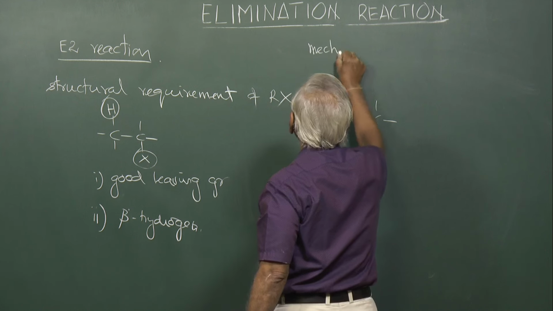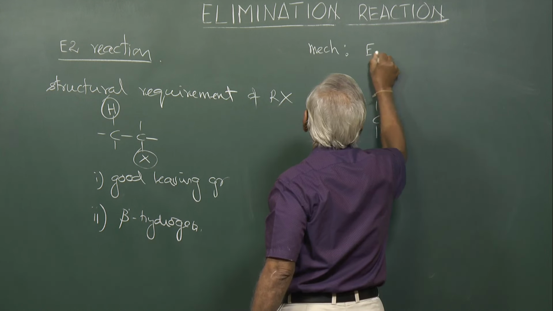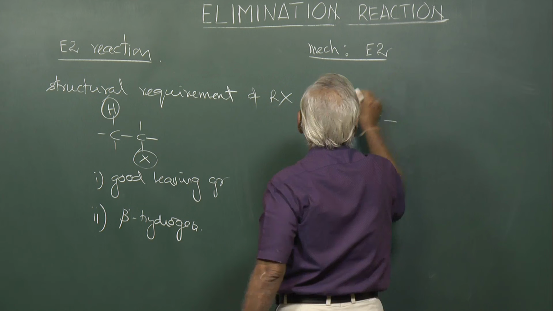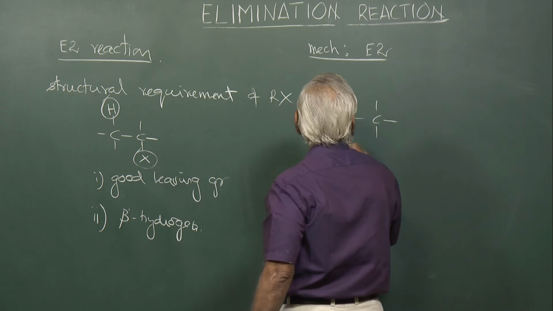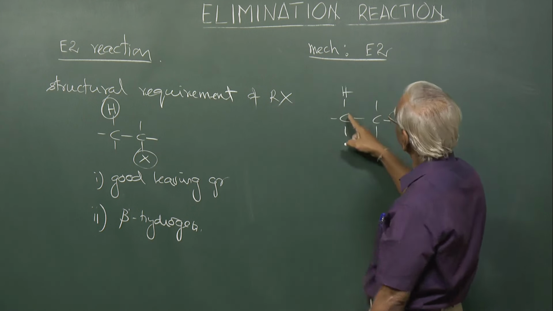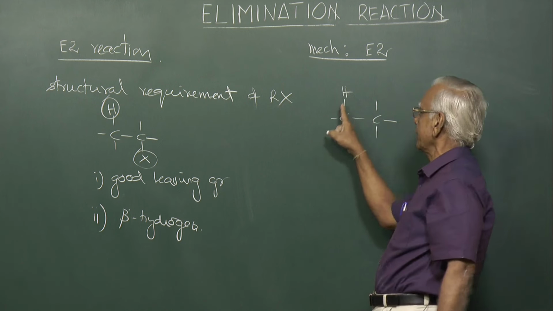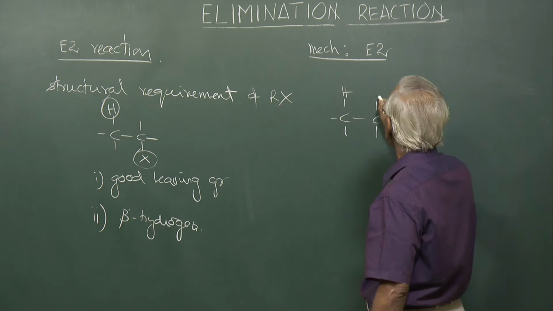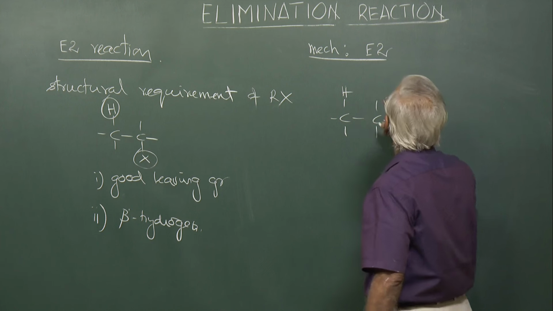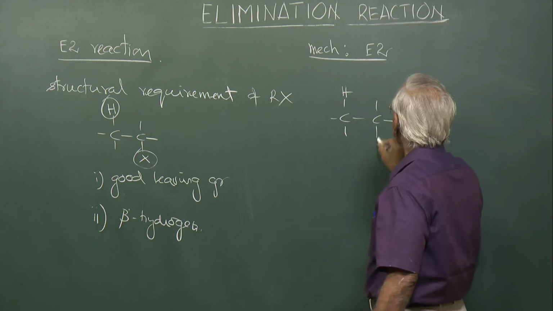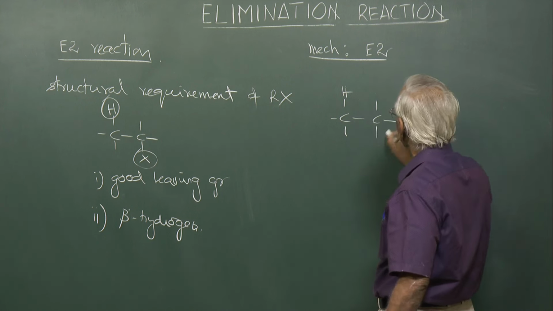Mechanism of E2 reaction. What I am writing is the E2 mechanism. I have hydrogen here. I may have one or more hydrogen atoms, but definitely one beta hydrogen atom. And I may not have hydrogen here; it could be an alkyl group.